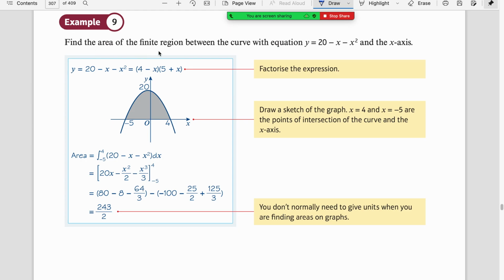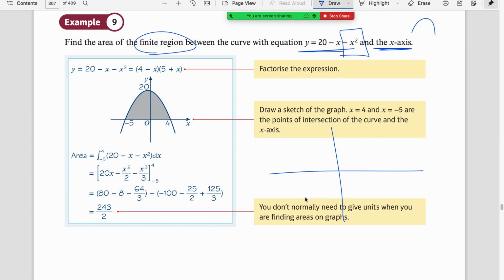Find the area of the finite region between the curve and the x-axis. Now limits are not given. It says between the curve and x-axis. So we know we have x-axis, we have y-axis. This curve would lie somewhere. This is actually a solved question. If you look at this x square, the coefficient is negative, so it would be a sad face. So just randomly sketch it anywhere. You don't have to be exact. So we are actually looking at this part.